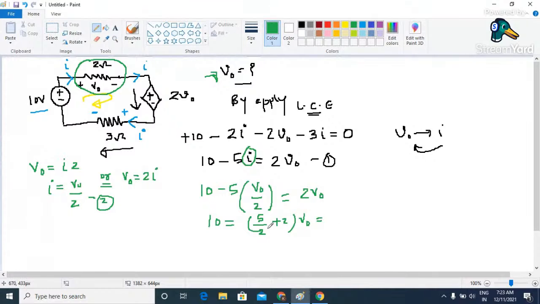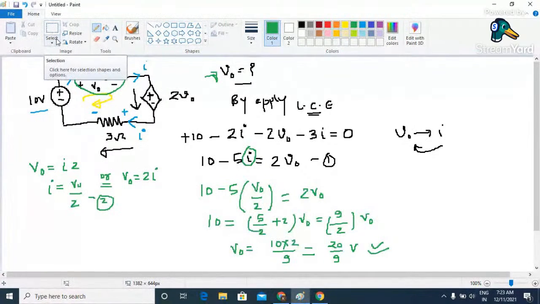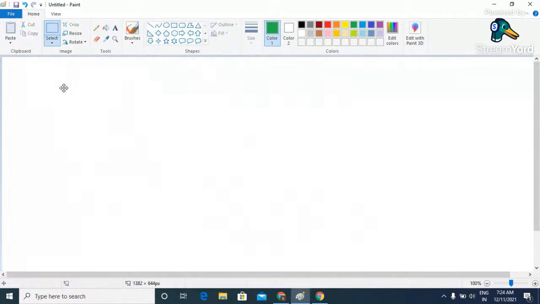Or if you further solve this, this is 4 plus 5, that is 9 by 2 equals V naught. Or I can write V naught is 10 into 2 divided by 9, or it is simply 20 by 9 volt. So this is our final answer, 20 by 9 volt. In this way we can solve numericals on circuit theory in which we have a combination of dependent as well as independent voltage sources.